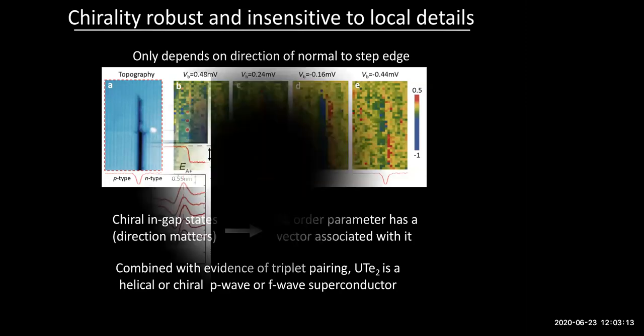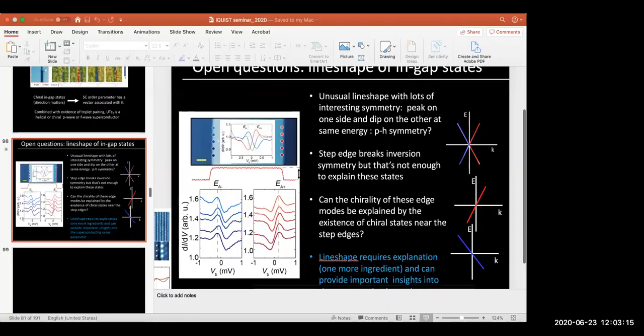In any case, I really can't go on because I've run out of time, so I'm going to stop right here. I just wanted to bring up this material, uranium telluride 2, and tell you that this might be a really nice example of a triplet P-wave superconductor where you might actually be able to see Majorana fermions at the edges. That's it. Thank you for your attention.